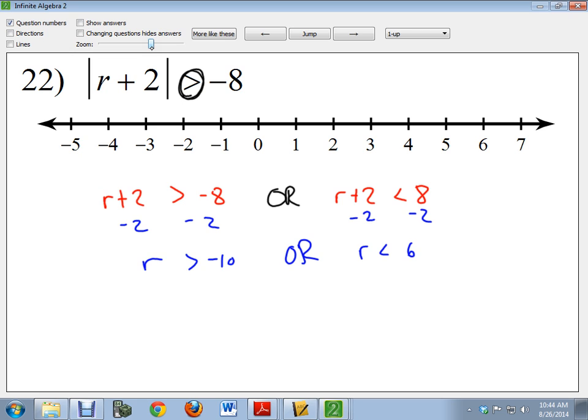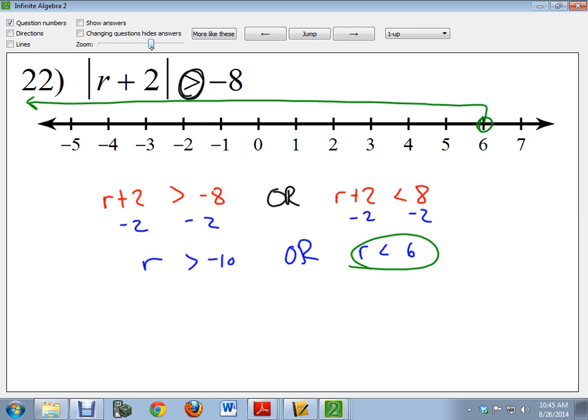Now what's going to happen when we graph them? Well, that's an interesting thing. First of all, I'm going to graph this r is less than 6. That is an open circle, and it is going to go to the left. And for some reason or another, this number line doesn't go far enough to deal with the r is greater than negative 10. So I'm going to make some more lines and put the dot right here. That is an open circle, and it's going to go to the right.